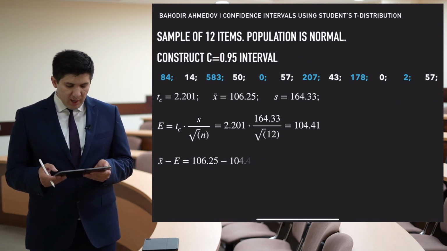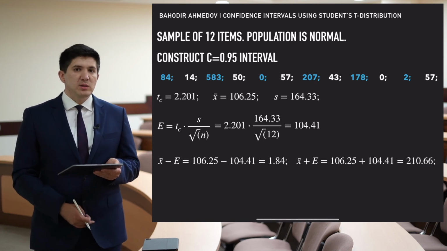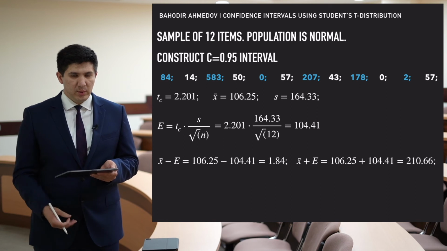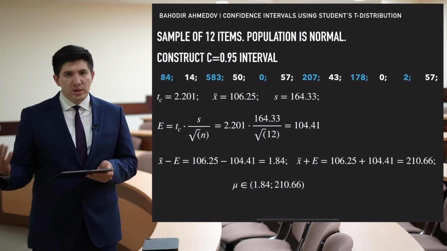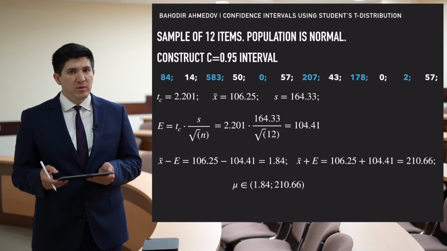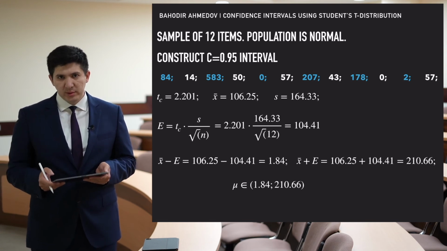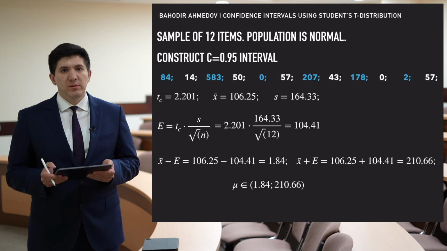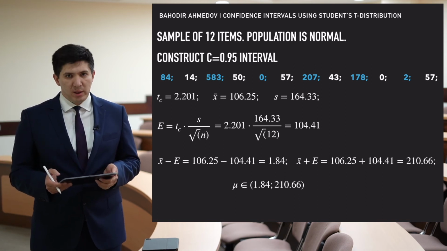I'm just going to add this to the mean and subtract this from the mean in order to construct the confidence interval. So the mean of the whole population is going to be within this interval, and I'm confident about this interval at 95%. This is how we are going to construct the confidence intervals for the population mean, in order to estimate the population mean when we are able to take only small samples.